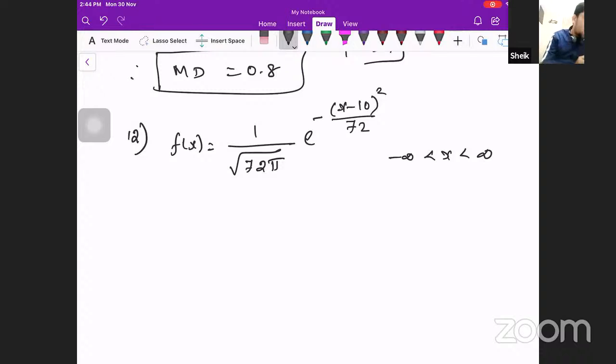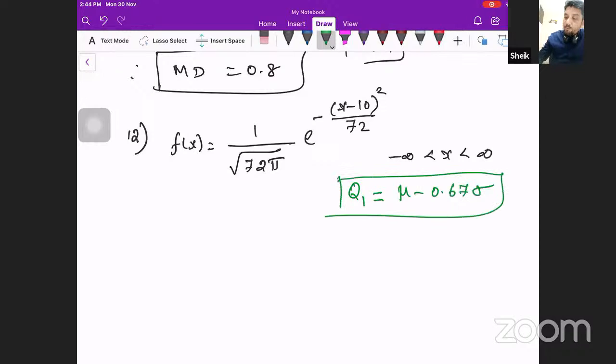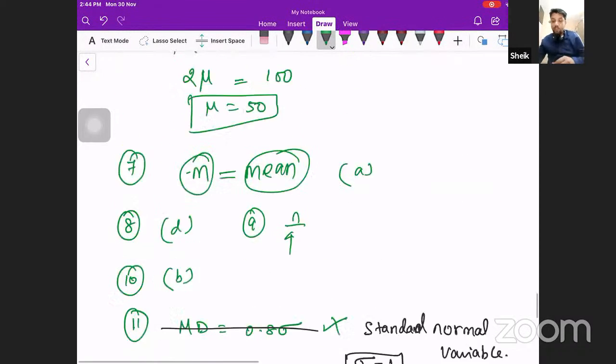What exactly is the question? What is the first quartile? First quartile. Q1 is equal to mu minus 0.675 sigma. This formula you need to remember. This is already given to you.